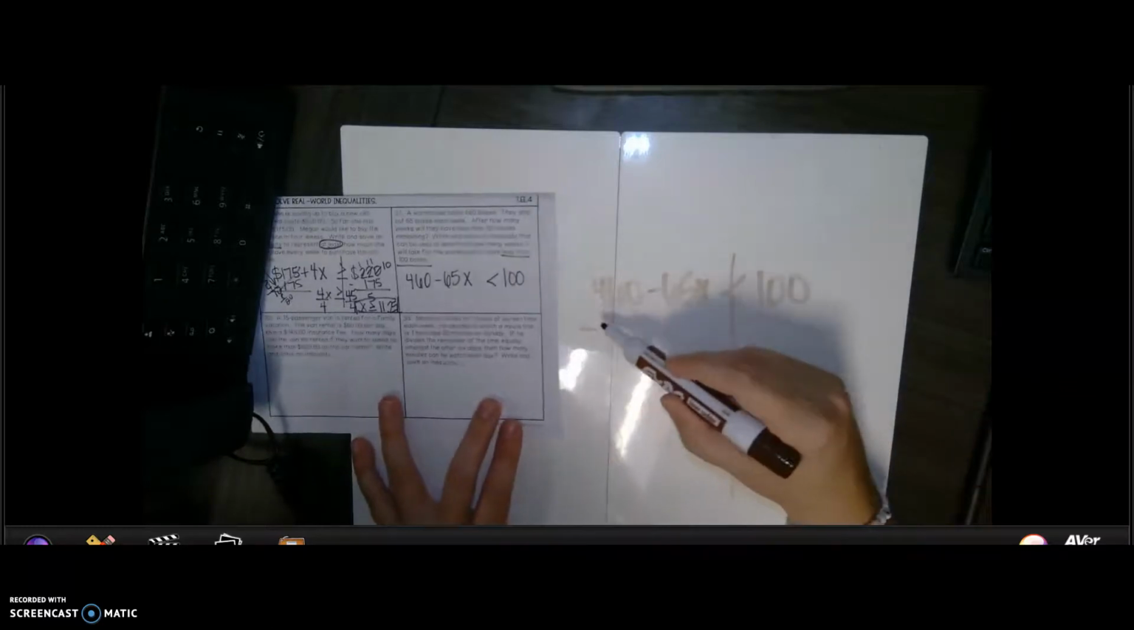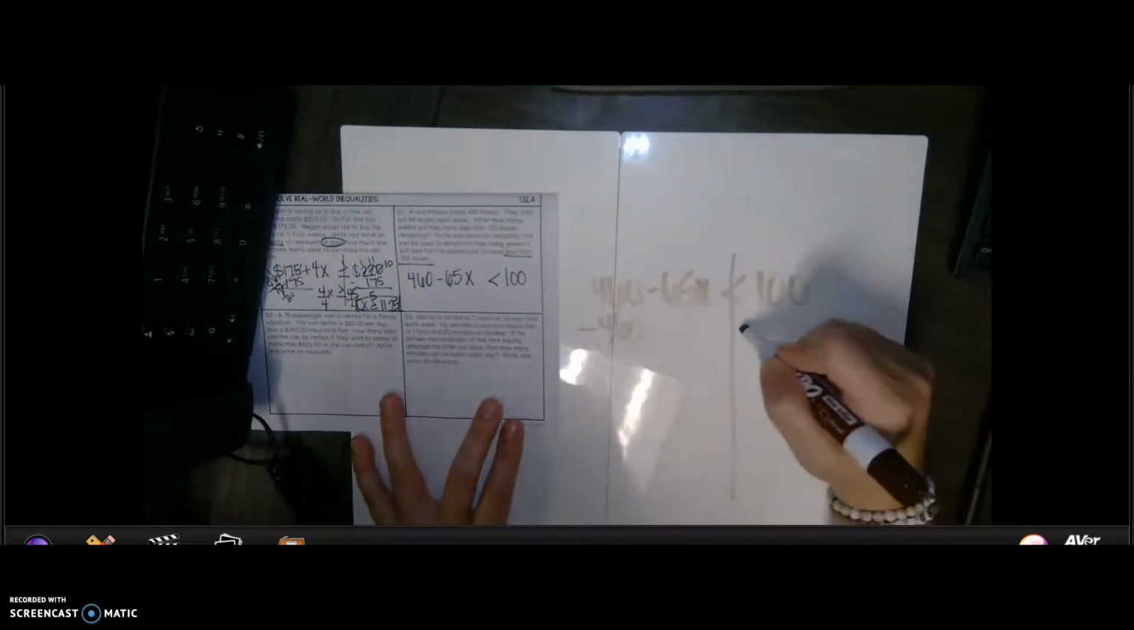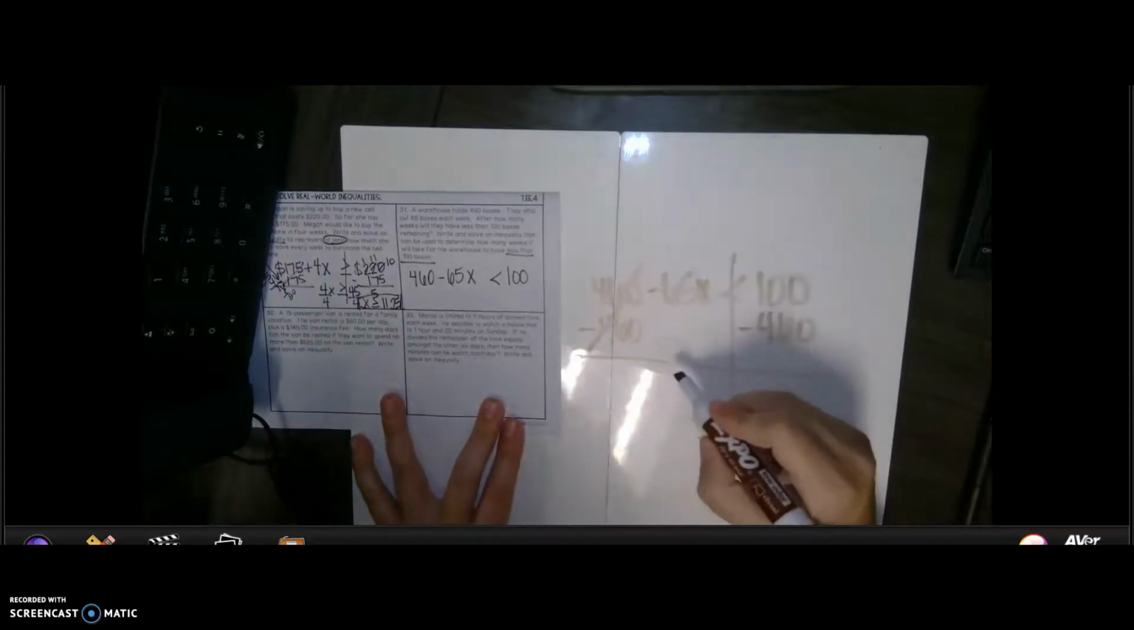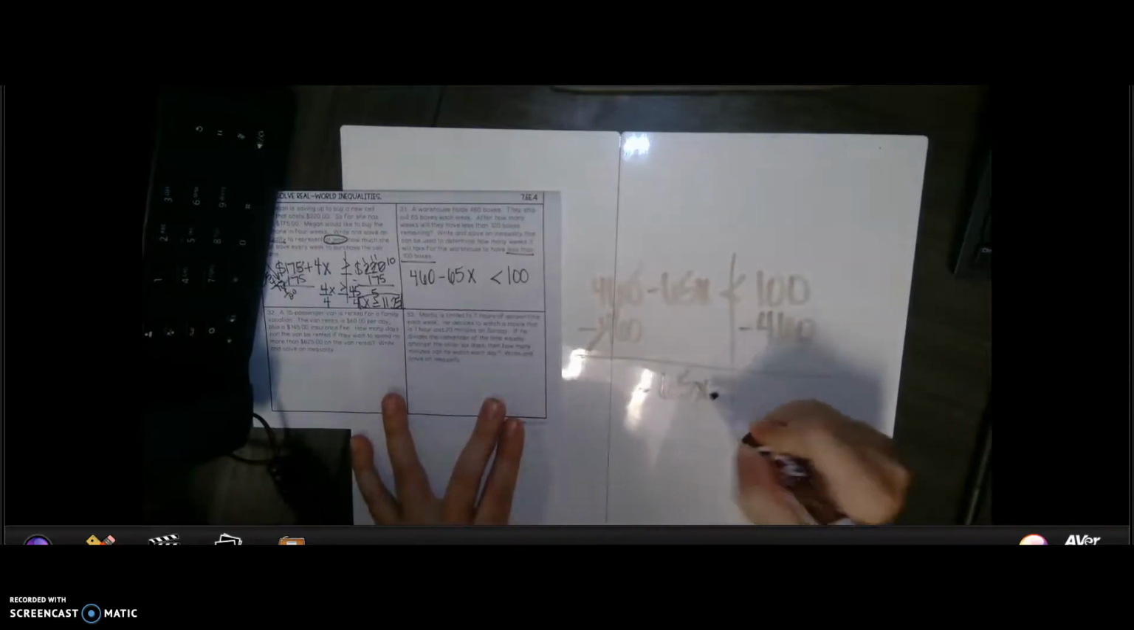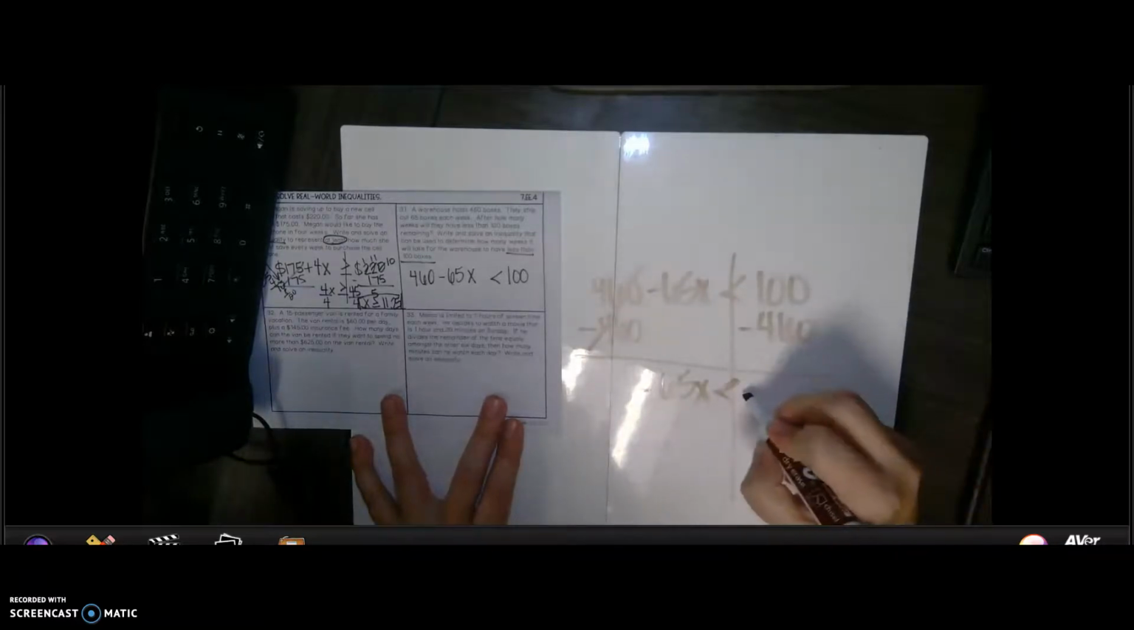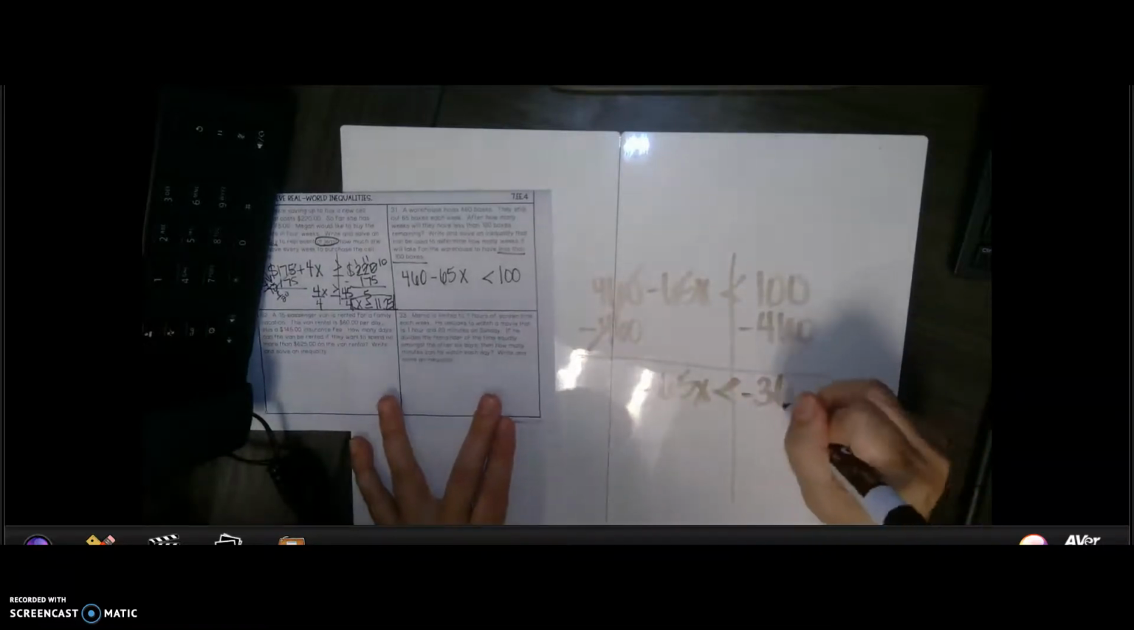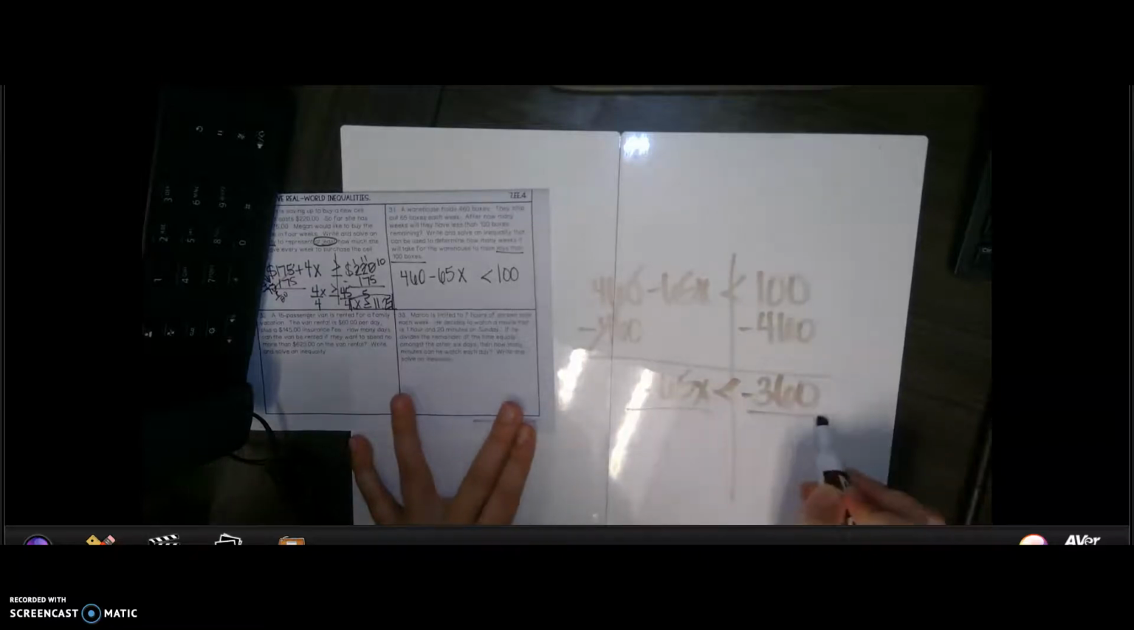We are going to subtract my constant, which is 460. So I'm going to have negative 65x is less than negative 360. Okay. We're going to divide each side by negative 65. So that would give us x, and because we divided by a negative, we have to flip that inequality, is greater than negative 360 divided by 65.